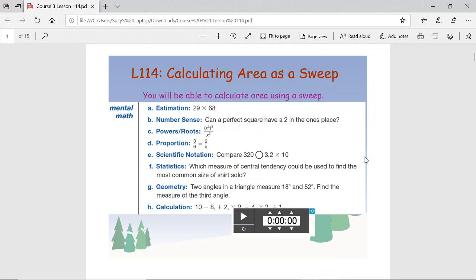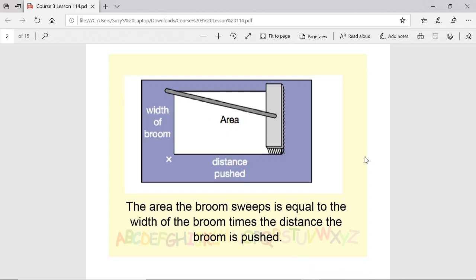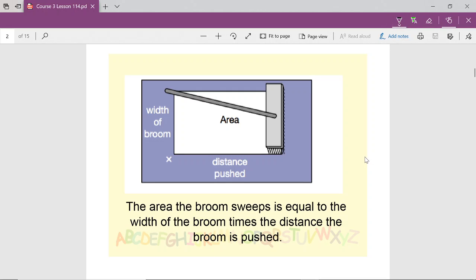Course 3, Lesson 114. In this lesson, we are taking another look at surface area and calculating that area as a sweep, like you would sweep with a broom. We're having that same concept in this lesson. If you had a standard push broom and you found the area of what you just swept on a floor, we would take the width of the broom times the distance that you push it. That would tell you how much area you just swept on the floor.